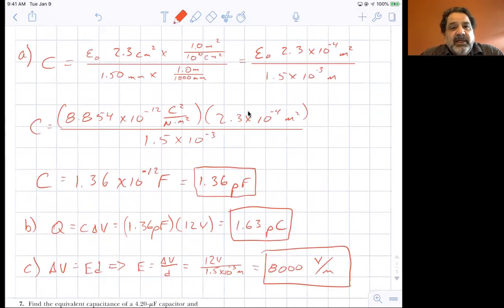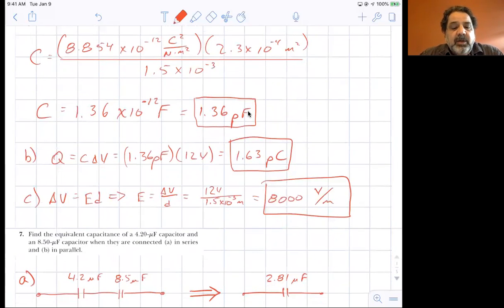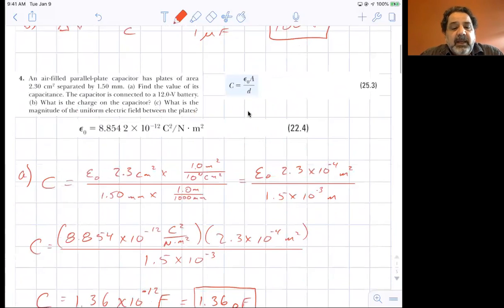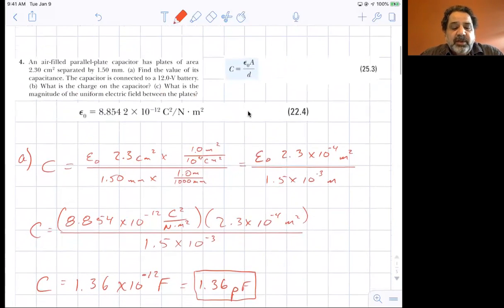We call that 10 to the minus 12 pico. Minus 6 is microfarads, minus 9 is nanofarads, and minus 12 is picofarads. So it's 1.36 picofarads. Now the charge is Q, that's B. The capacitor is connected to a 12-volt battery. What is the charge on the capacitor?